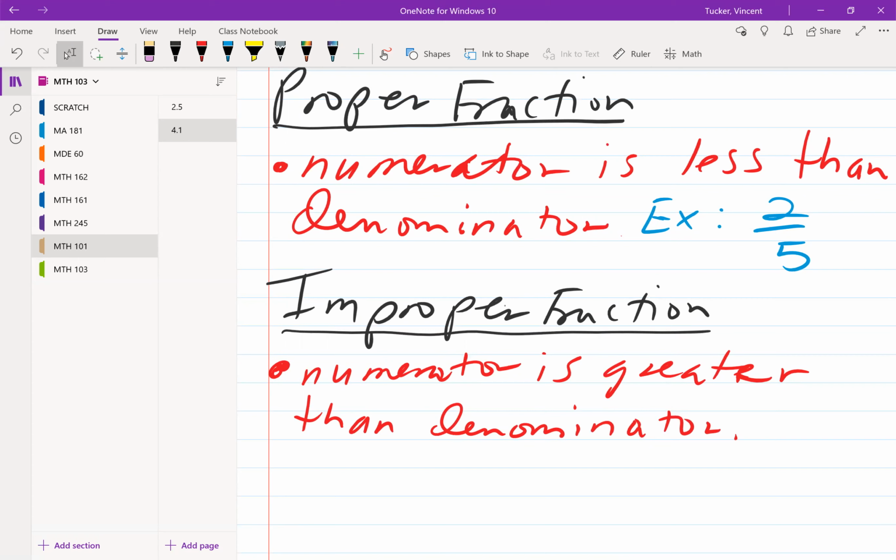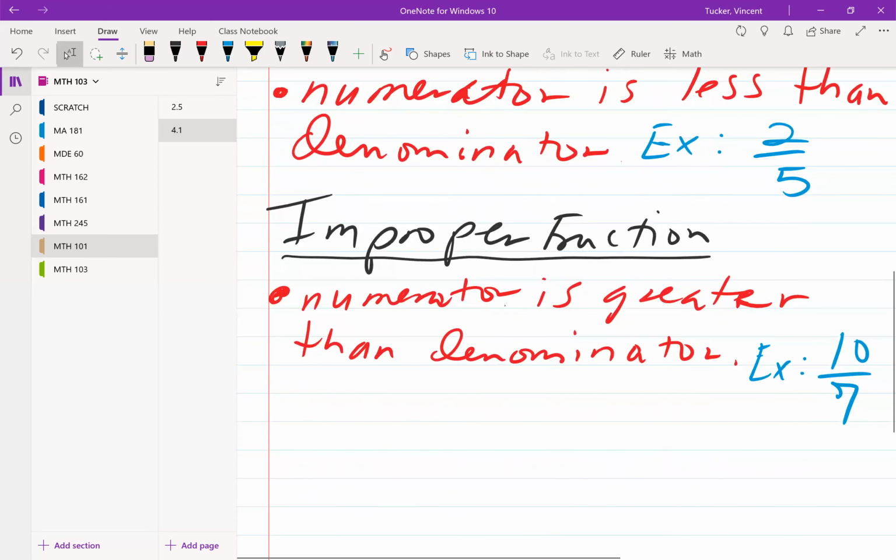An improper fraction is when the numerator is greater than the denominator. Take 10/7. The numerator is greater, the top number is greater than the bottom number. And then mixed number.